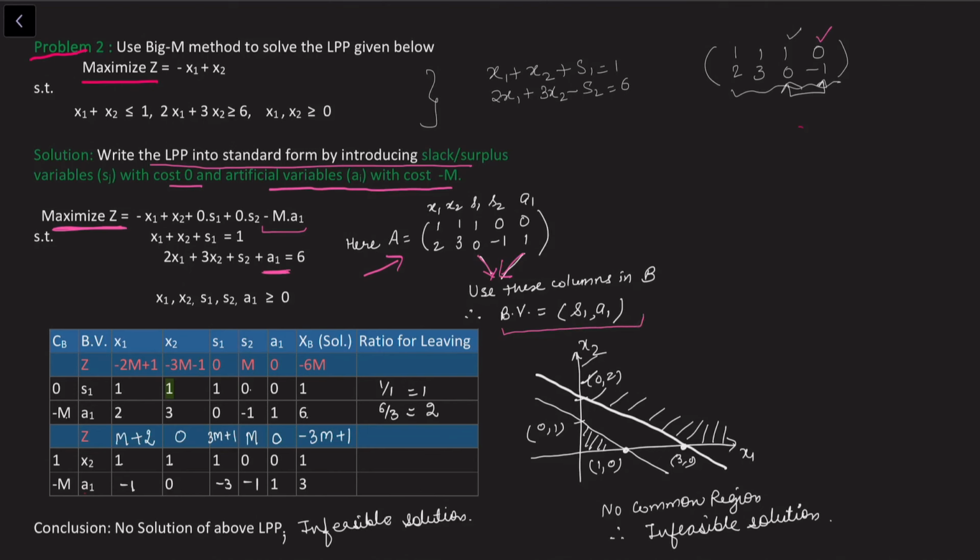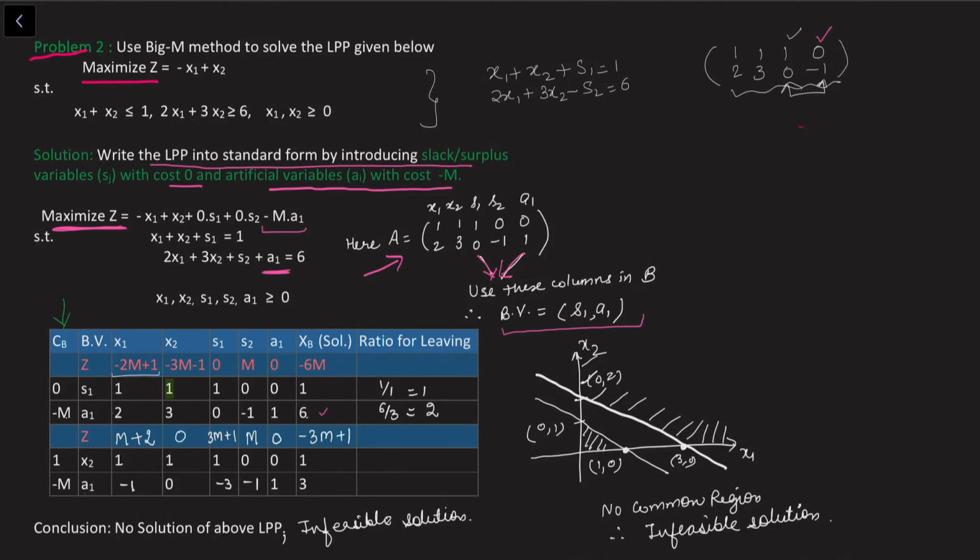Now if these two, S1 and A1, are the basic variables, I am going to construct the first simplex table directly from the question. Write all the A matrix here, and this is the right hand side 1, 6. Calculate the Zj minus Cj. To calculate Zj minus Cj, we must now write the Cb vector.